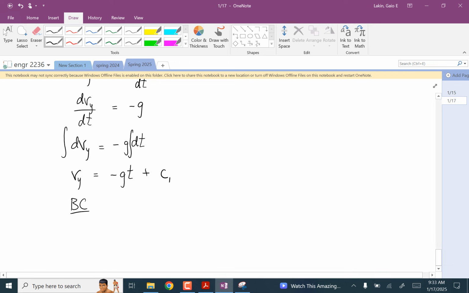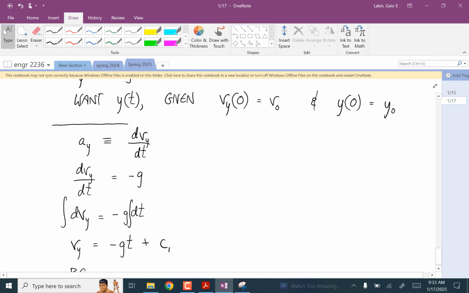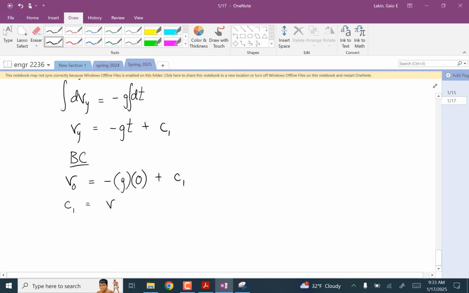Okay, so the boundary condition says we can't use the one with y in it because we don't have any y's yet in our equation, but we can use the first one I gave you. So when time is equal to 0, vy is equal to v0. So I'll put this as v0 is equal to negative g times time is 0 plus c1. And so that tells us that c1 is equal to v0.